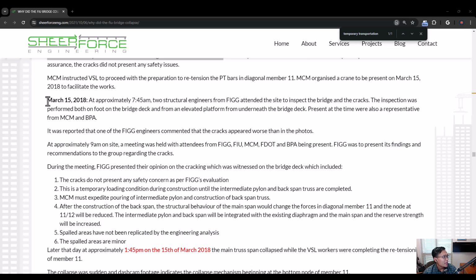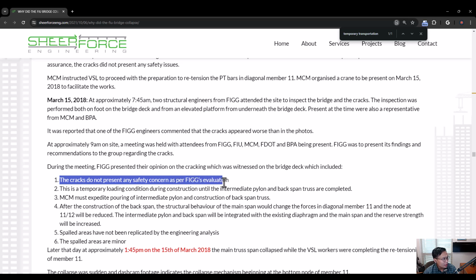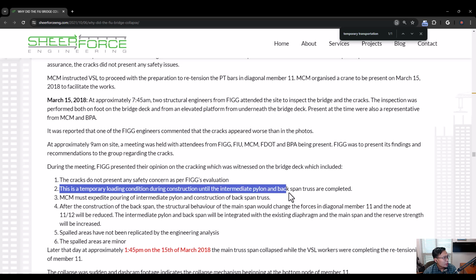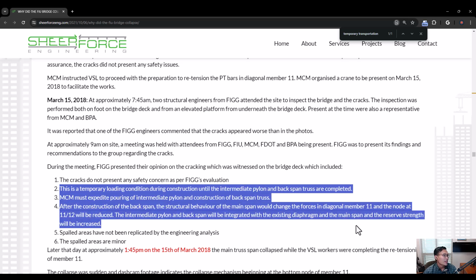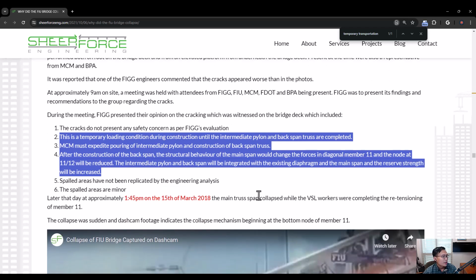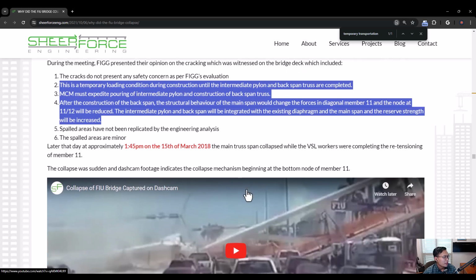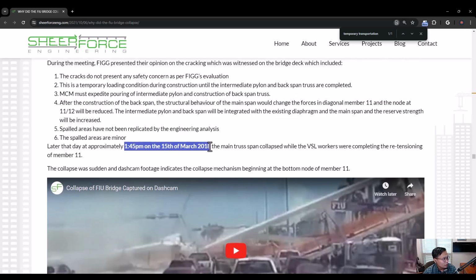And then on the day they have the accident, which is March 15 over here, they send two structural engineers to the site to inspect the crack, and they do some inspection, and they say that the crack does not present any safety concern per FIC evaluation, and they say temporary loading duration, many things over here, but generally they say that it is okay, just go ahead and continue with the construction, no concern in the construction. And then in the afternoon it collapsed.